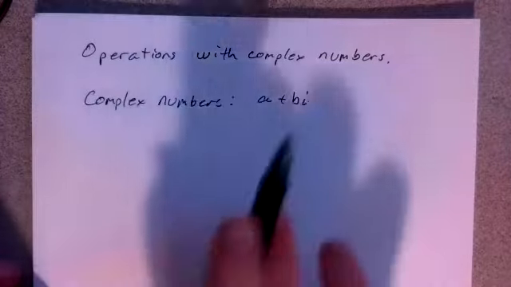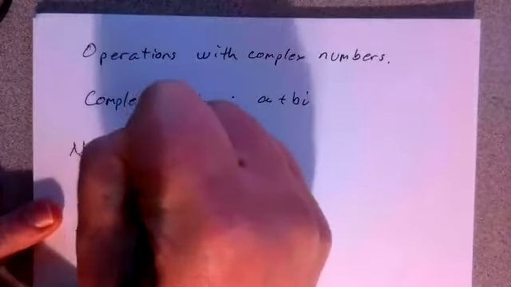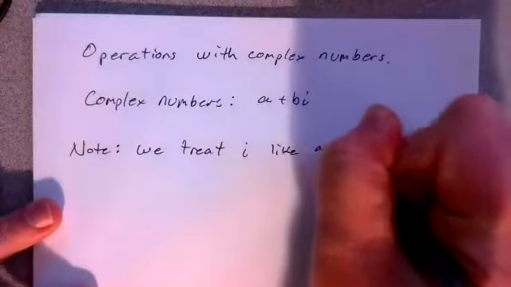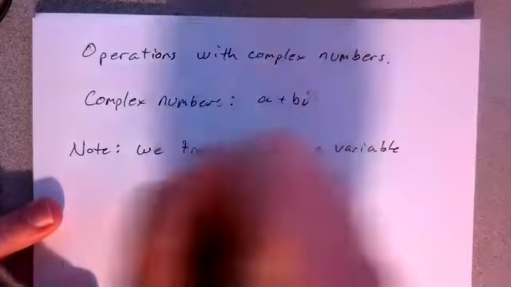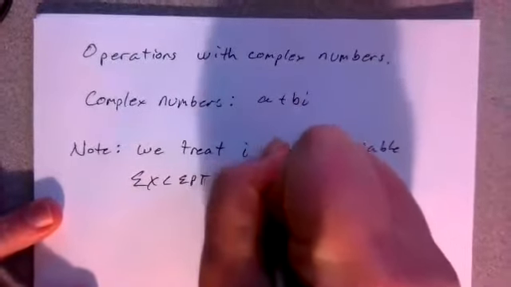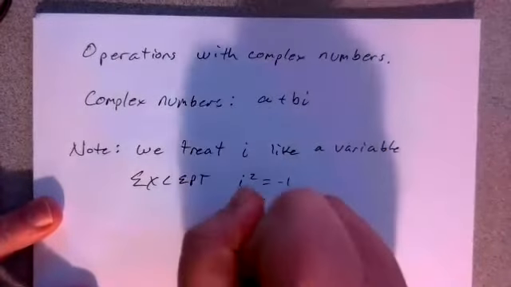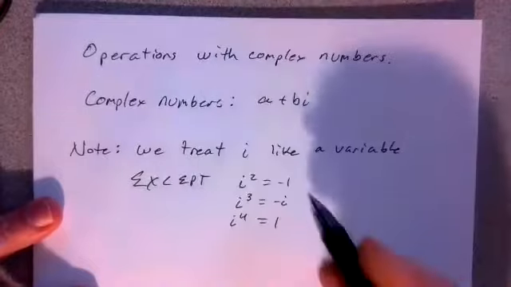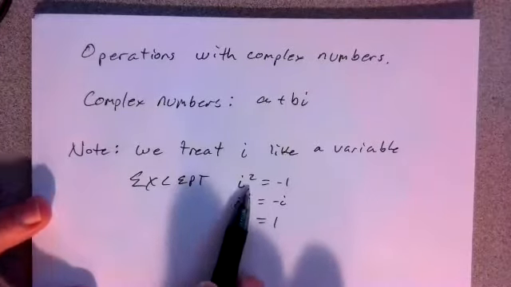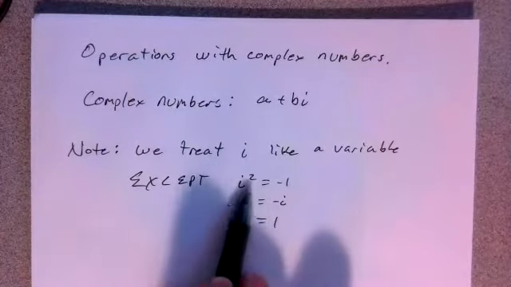Now, complex numbers in the form of A plus BI. I need you to know, so note, we treat I like a variable, except we know that I squared equals -1, I to the third is -I, I to the fourth is 1, and so on. So we can always switch these. We don't ever want to leave I to any power other than 1. We know that I equals I.